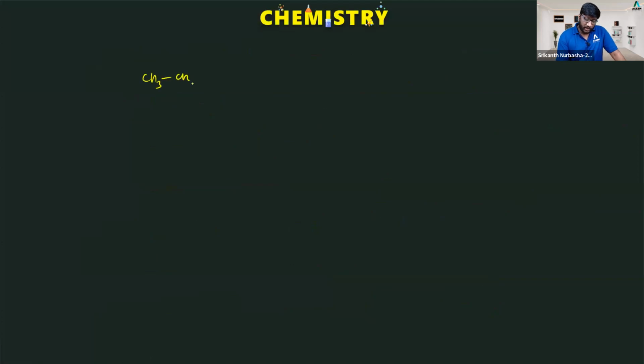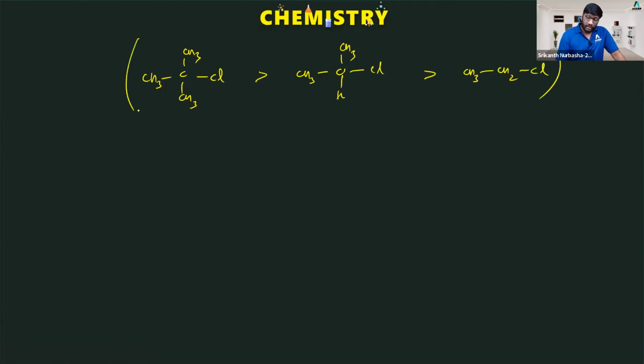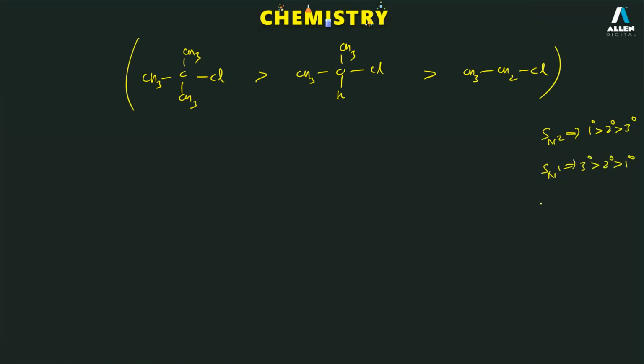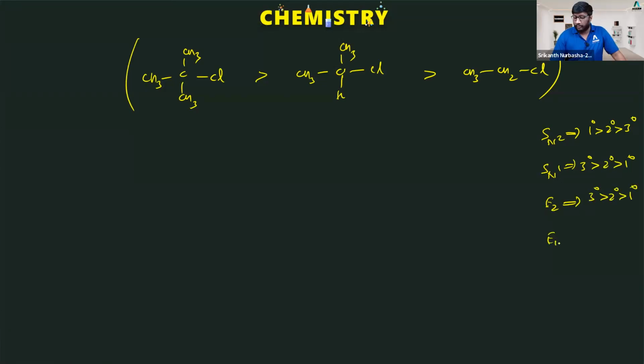That means (CH3)3C-Cl should be greater, then (CH3)2CH-Cl, then CH3CH2Cl. So just to summarize: for SN2, the order is primary greater than secondary greater than tertiary. SN1: 3 degree greater than 2 degree greater than 1 degree. E2: 3 degree greater than 2 degree greater than 1 degree. E1: 3 degree greater than 2 degree greater than 1 degree.